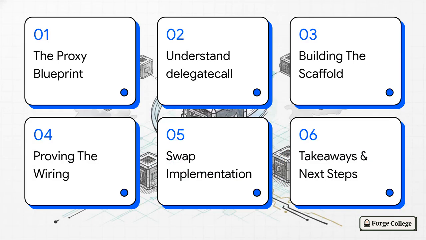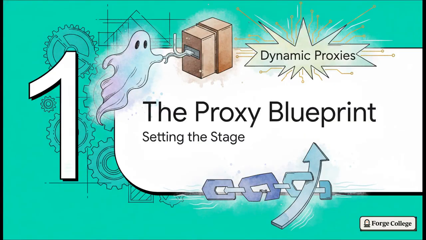Here are the strict technical specs for today's schematic. We're going to track from the basic proxy blueprint, move into the core mechanism of delegate call, build out our scaffold, prove the wiring actually works, and then finally execute our very first upgrade swap. It's a packed agenda, so let's get building. Section 1. The proxy blueprint. Let's set the stage for dynamic proxies.